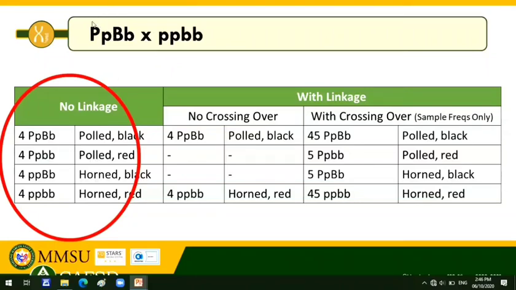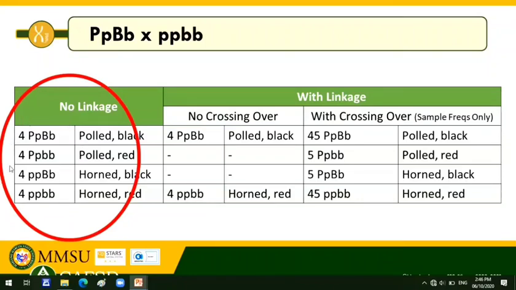So, say for example, this gene P codes for poledness, and the gene B codes for coat color. So, the dominant gene is poled, the recessive gene is horned. The dominant gene B is for black, and the recessive gene b is for red. So, if you cross these two individuals, kapag walang linkage, ito ang result.